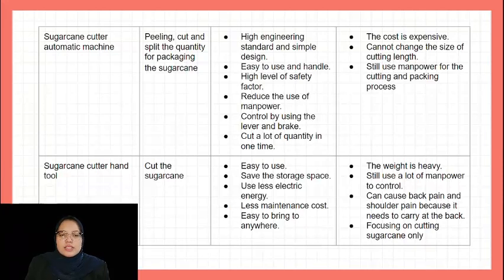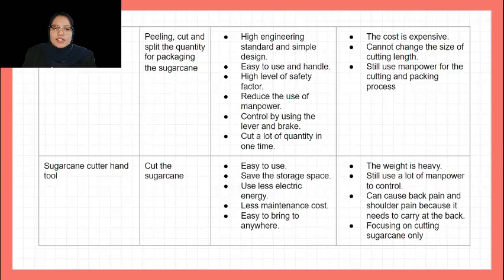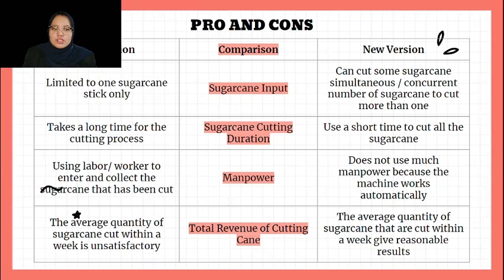The last one is the sugarcane cutter hand tools. This machine requires human movement. This machine also has its own limitations. Among the limitations is that it can have a detrimental effect on the user's spine, because the weight of this machine is very heavy. These are the pros and cons that we discovered as a result of our research.